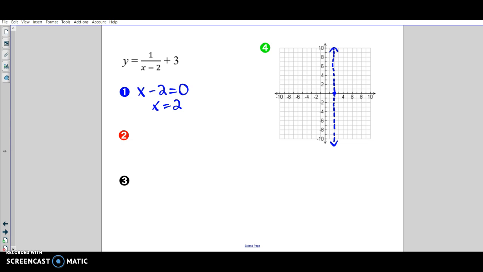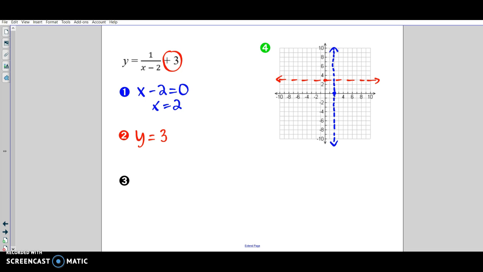To find our horizontal asymptote, in this example, we're looking at what would happen if this fraction piece was not here. We would just have the constant afterwards, the plus 3. So that is our horizontal asymptote, y equals 3. So if I go to 3 on my y-axis and sketch in the horizontal line, there's my second asymptote. So those are the only 2 asymptotes for this specific example. More complicated equations would have more asymptotes, but these are our only 2.